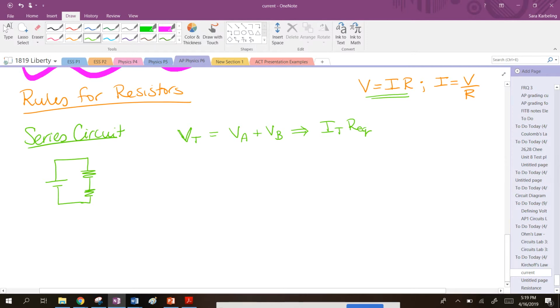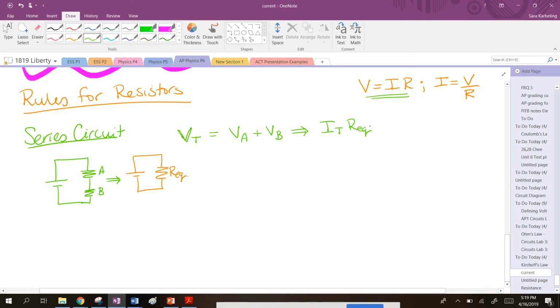The question in the rules for resistors is, if this is A and this is B, how can I make a circuit that has just one resistor? What resistance do I need to put here that will be equivalent to having those 2 resistors in series? Okay, so that's what I'm looking for, that equivalent resistance. How big does it need to be?